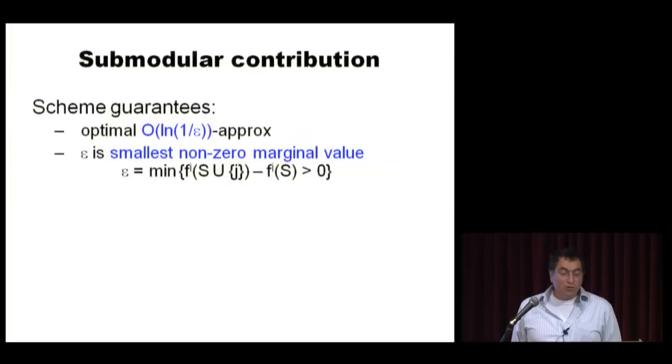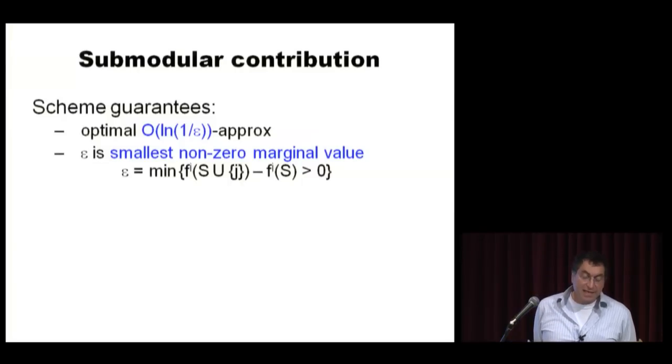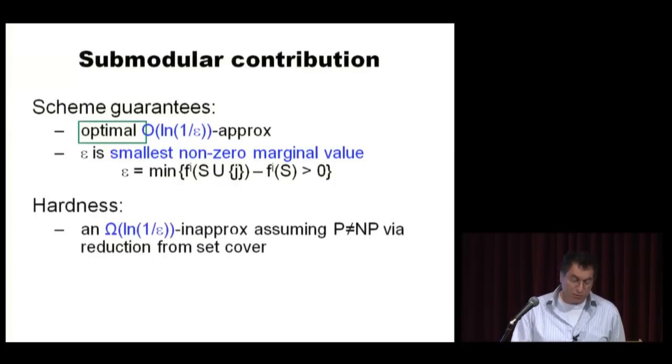And this algorithm, actually, what we prove is that this scheme is a log of 1 over epsilon approximation, where epsilon is the smallest non-zero marginal value in the system, in the matrix, in the submodular function. And this is also optimal. There is an omega of log n hardness.